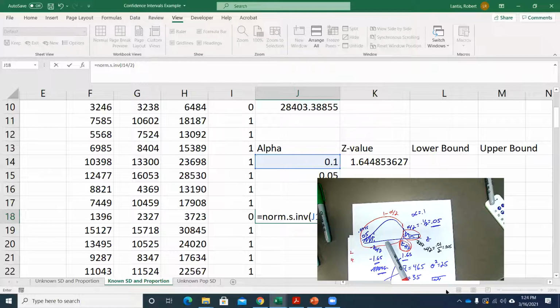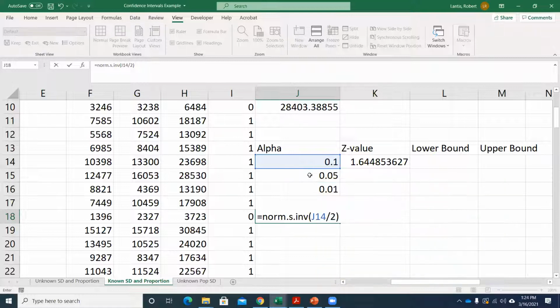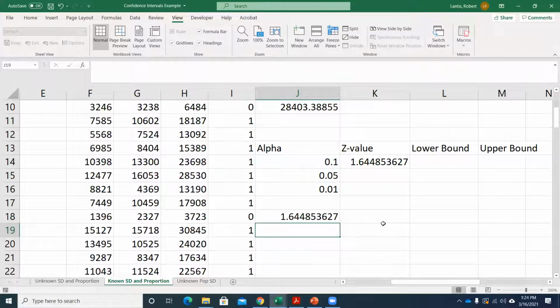Like, look up alpha over 2 and then just ignore the negative sign, essentially. And that's what using the absolute value does. Or I can use 1 minus alpha over 2, and it should give me the same value. Sure enough, it does. Okay. So either way is fine, right?